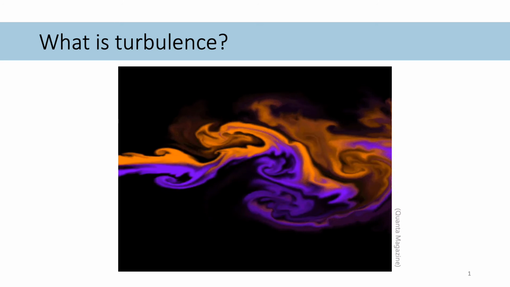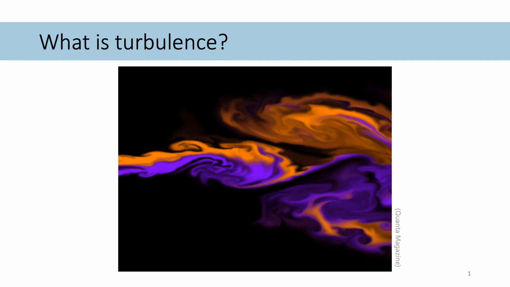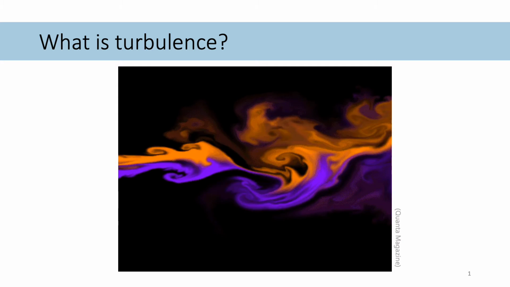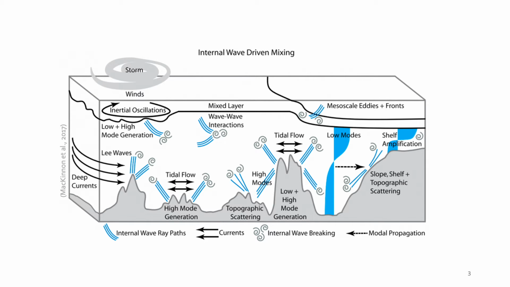I'll note here that there are other ways by which mixing can occur, for instance, double diffusion, but in this talk I'll focus mainly on turbulence. It's difficult to attach an exact definition to turbulence, but a defining feature is these chaotic, swirling motions called eddies. The energy needed to sustain this kind of motion comes from inputs like wind, tides, and breaking internal waves. In particular, we see that turbulence is often enhanced over rough or steep bathymetry, and notably at continental shelf breaks.